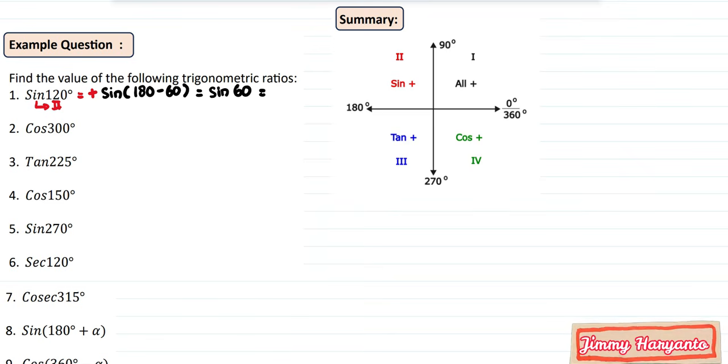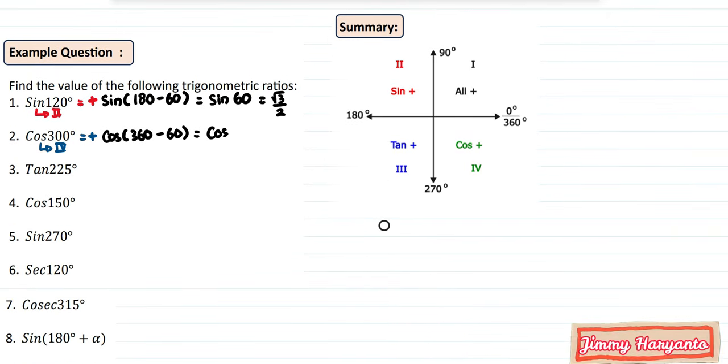And then after this, you can use the table. The table value for sine 60 is square root of 3 over 2. And then next is cos 300. 300 lies in the fourth quadrant. Cos in the fourth quadrant will become positive. And then we can use 360 for this one because 300 is very close to 360. 360 minus 60 is 300, so you have to use 60, guys, and then you can ignore the 360. You have cos 60 as the result, and cos 60 is one half.